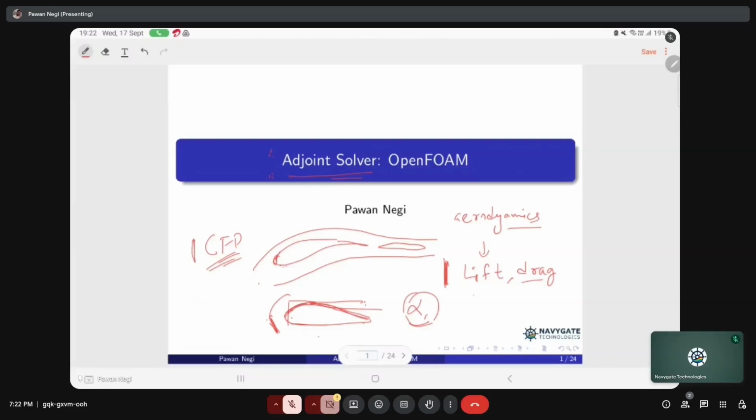For this, the curve you can parameterize using some parameter alpha, and then you can change this alpha according to what the flow is suggesting you. Those kinds of methods which are used to optimize your objective function are called adjoint methods. Let's deep dive into the theory of adjoint solvers in CFD.